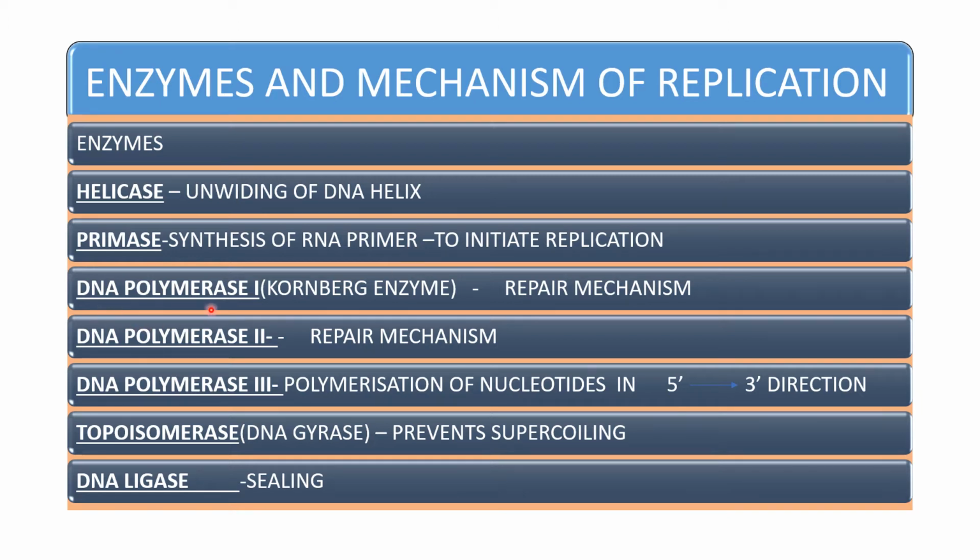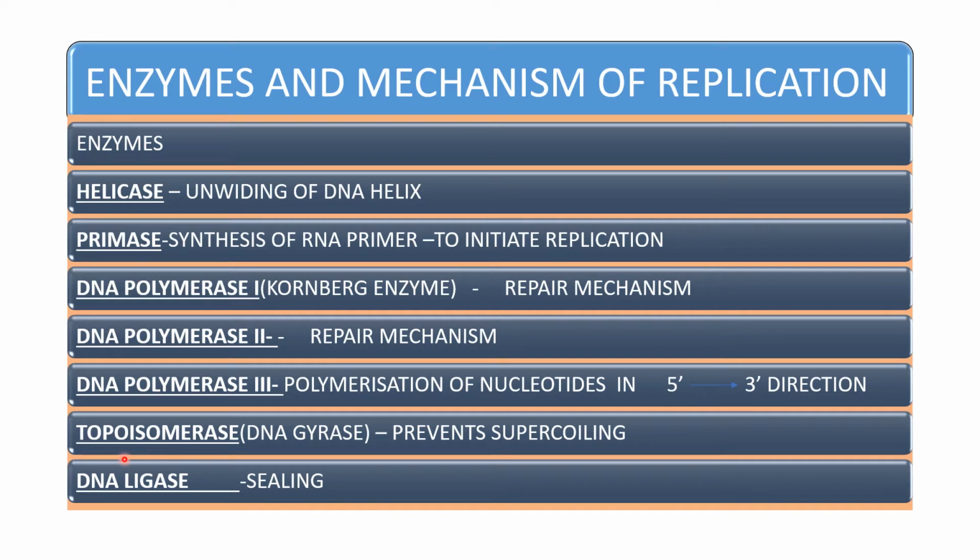And the DNA polymerase I, which is called as Kornberg enzyme, does repair mechanism. Even DNA polymerase II helps in repair mechanism of the DNA. And DNA polymerase III helps in the polymerization of nucleotides. It adds the nucleotides in 5' to 3' direction.